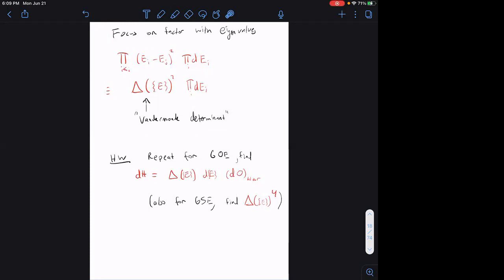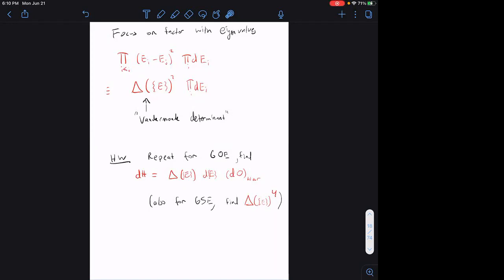As a homework problem, if anyone's interested, if you work out this procedure that I skipped over in the last couple of slides for the GOE or GSE cases, you find the same sort of measure for the eigenvalues, except with different powers of the Vandermonde. For the GOE, which is the real symmetric matrices, with time reversal invariance squaring to +1, you find one power of the Vandermonde. For the other symmetry class, where T squared is -1, you find a fourth power of the Vandermonde.